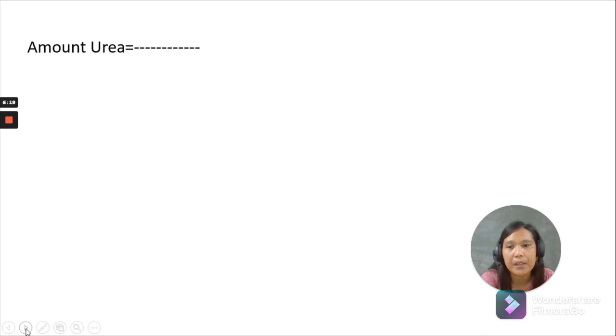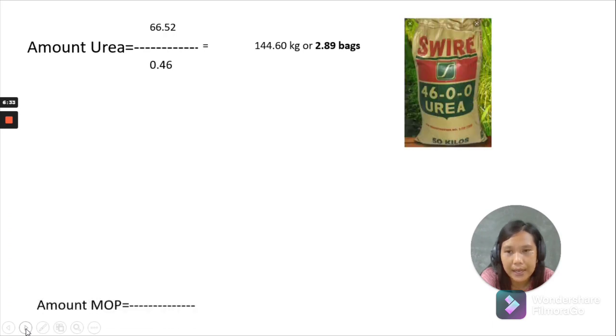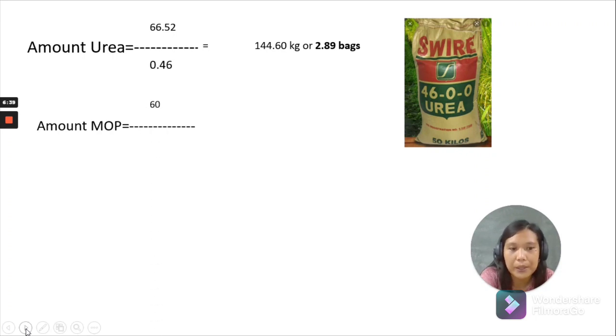with urea. New RR 66.52 over the percent analysis, grade analysis of 0.46, is equal to 144.60 kilograms or 2.89 bags of urea. Amount of MOP is equal to 60, the RR, since it was not affected. Divided by 0.60 is equal to 100 kilograms divided by 50, or 2 bags.